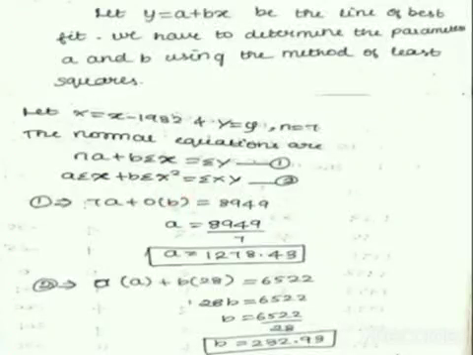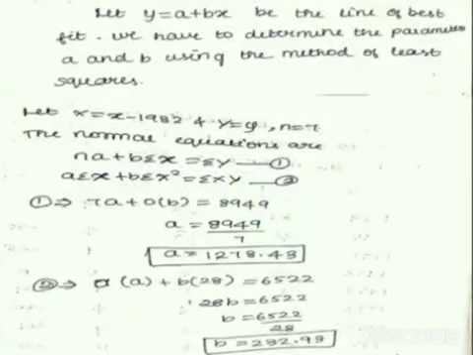So here they are mentioned, let y is equal to a plus bx be the line of best fit. We have to determine the parameters a and b using the method of least squares. If we want to find the line of best fit, which is our equation, y is equal to a plus bx, in that equation we need the values of a and b. These are parameters a and b. So we have to find the values of a and b first by using the formula. Using the normal equations, which is na plus b summation X equal to summation y, which is our equation number 1, and a summation X plus b summation X square is equal to summation XY. By using these equations, we are going to find the values of a and b.